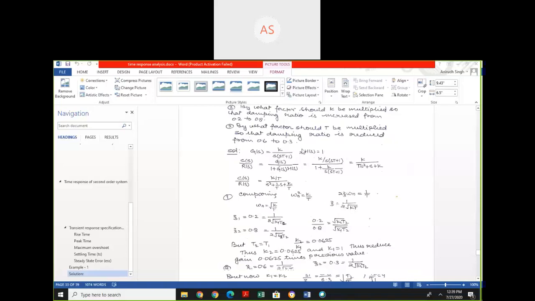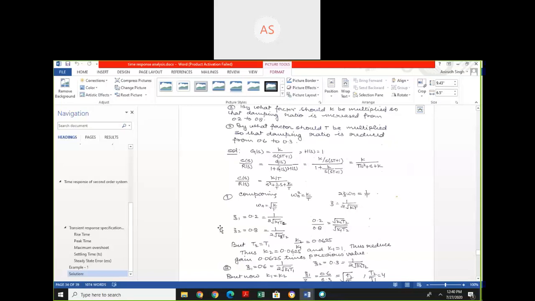Similarly, in the next case, substitute the value of zeta as 0.8, and in this case 1 by 2 under root K2 T2. But in this case T1 and T2 are equal, so from this equation you get the value of K2 by K1, and the value of K2 comes out to be 0.0625 when the value of K1 is 1.